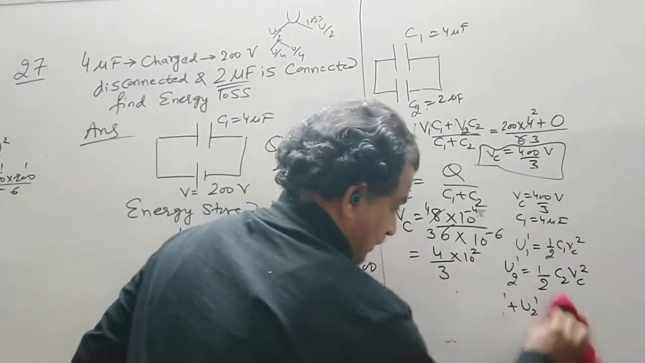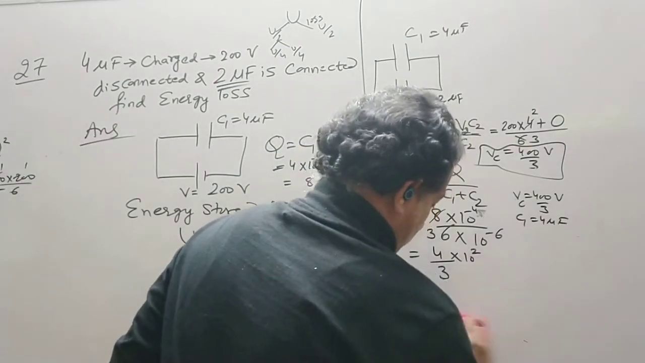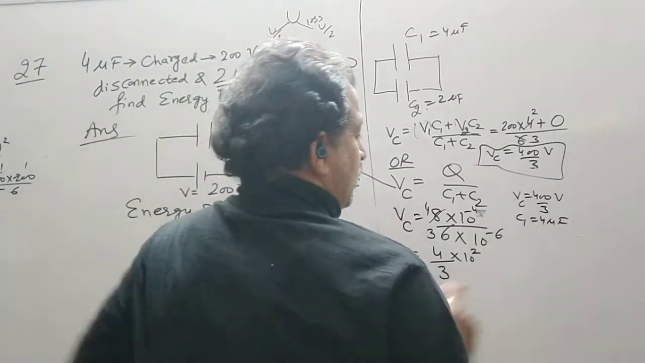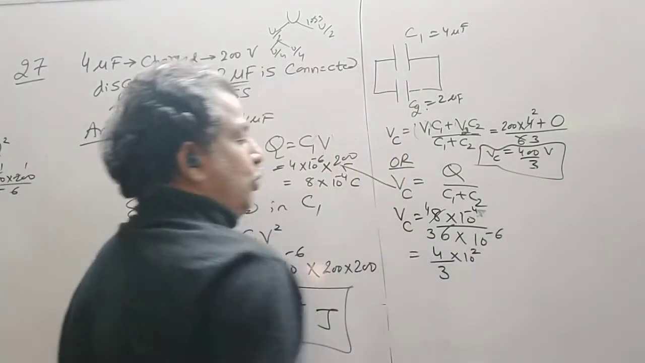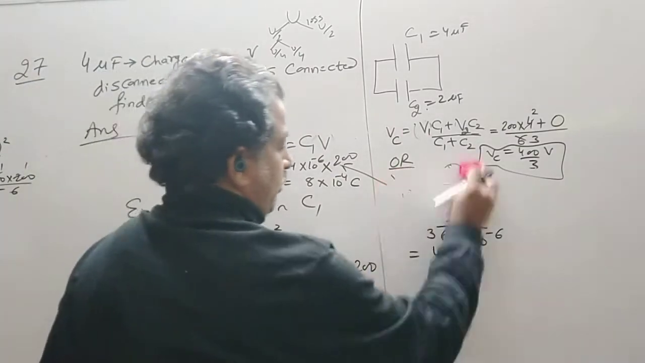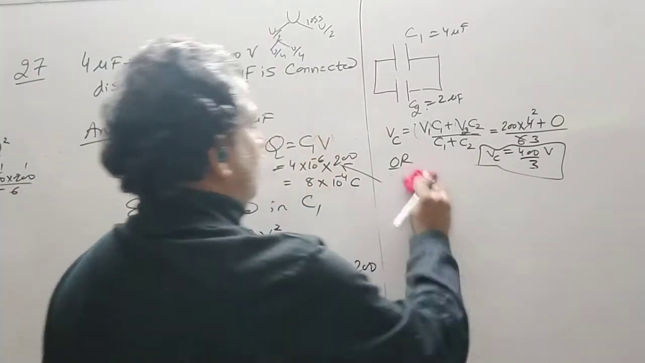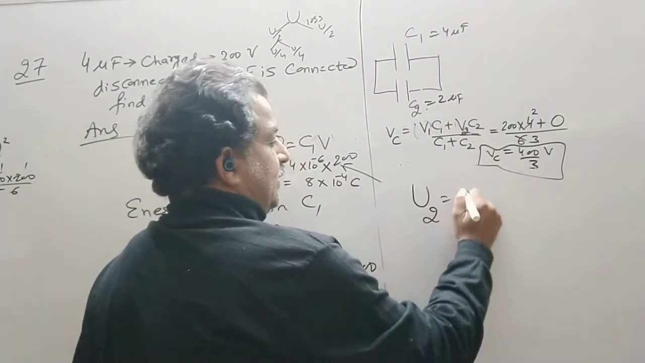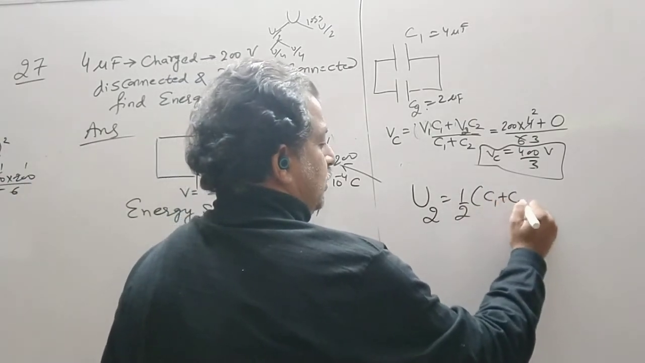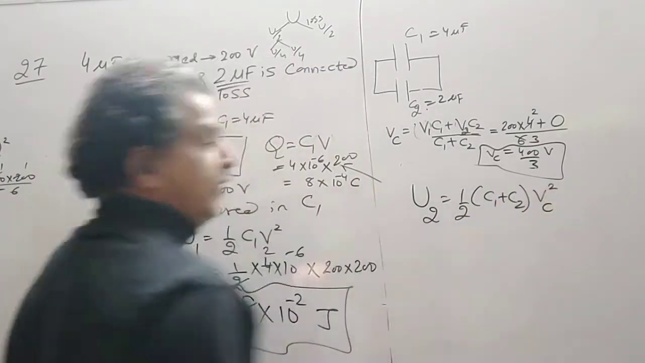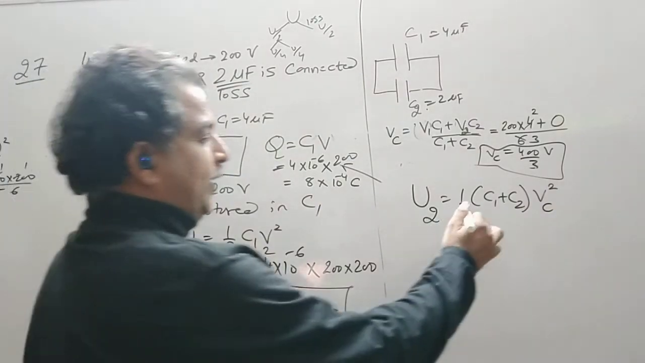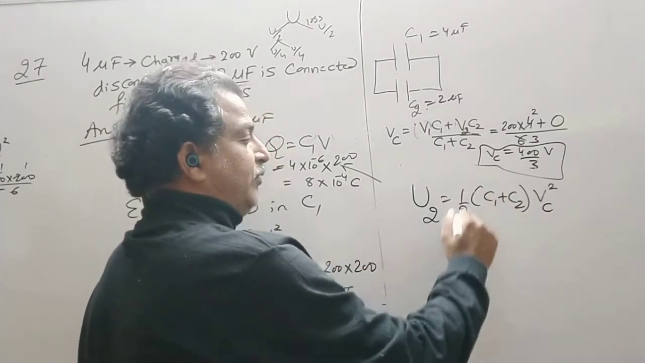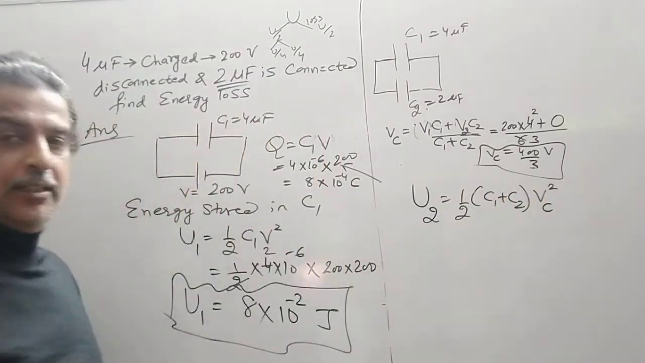Instead of this, because they have a common potential, in one step, the individual formulas you have written for C1 and C2, I am removing this whole thing. Common potential is 400 by 3. Now U final, say U2, is equal to half C1 plus C2 times Vc square. Individually you were writing U1 dash as half C1 Vc square, then U2 dash as half C2 Vc square. So directly I write the final energy like this.